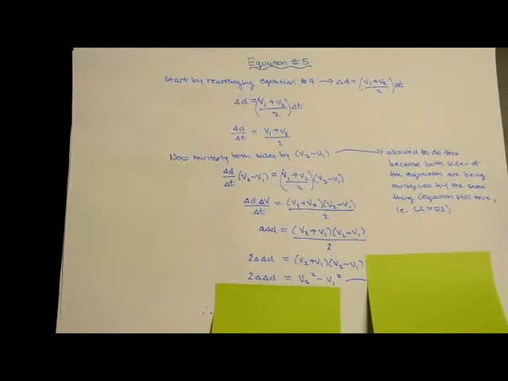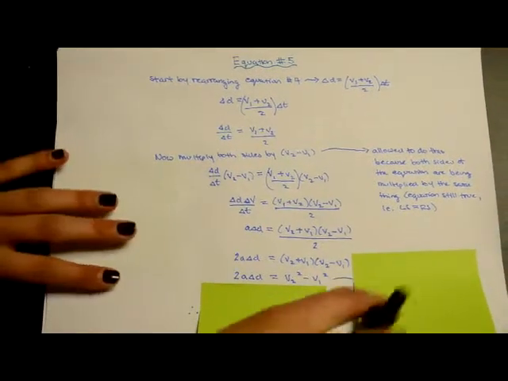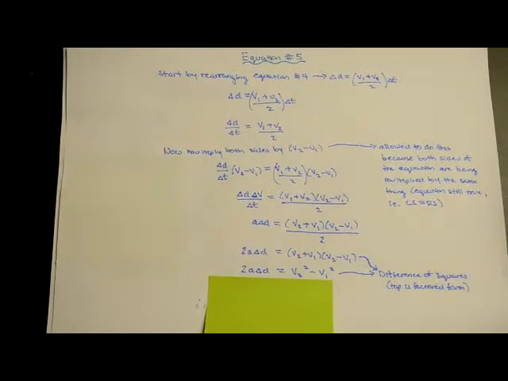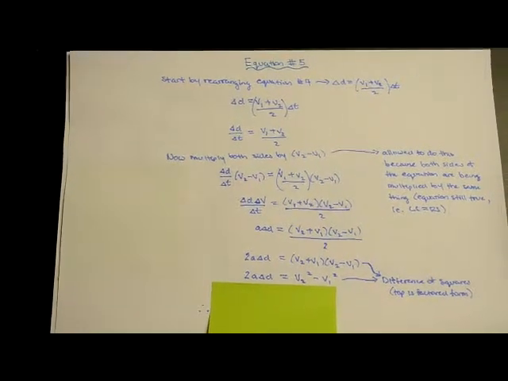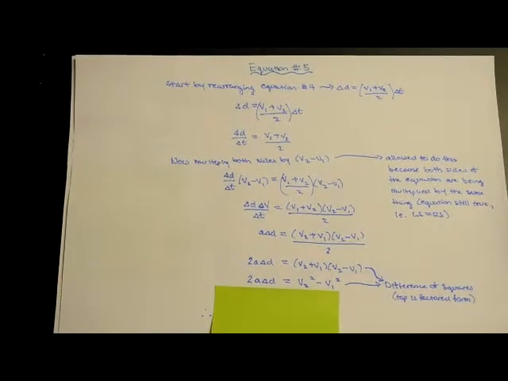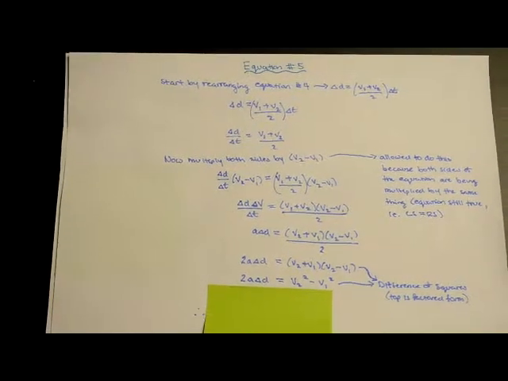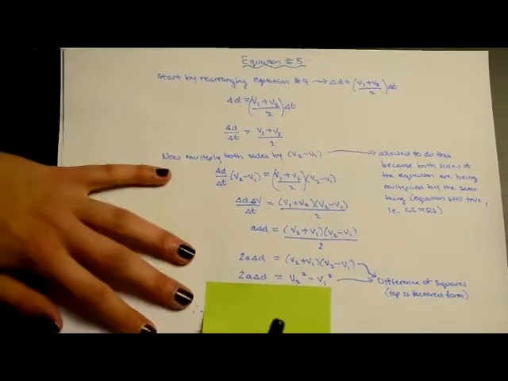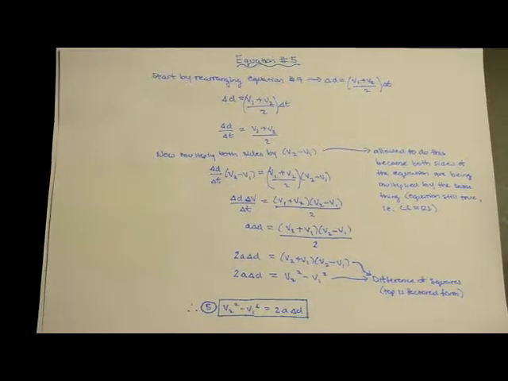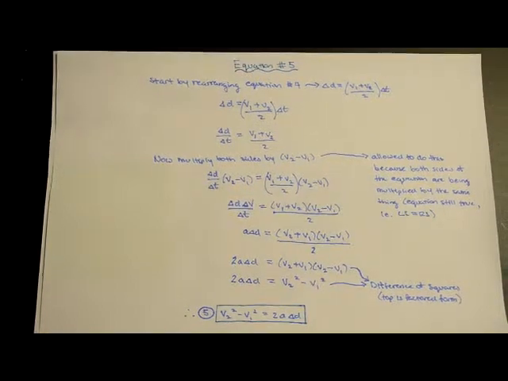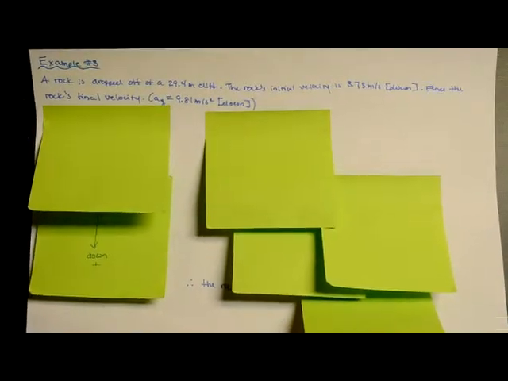Our next step is to isolate and expand the right side. We multiply both sides by 2, and if you notice, the right side is actually the factored form of a difference of squares equation, meaning that we can change it into v2 squared minus v1 squared. In the end, the fifth equation is v2 squared minus v1 squared is equal to 2 times a times delta d. For our last and final example in this video, we will show you how to use the fifth equation.